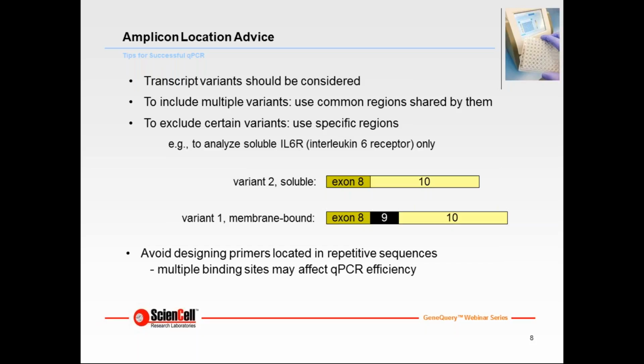For example, we had a specific request to analyze the soluble version of IL6R only. The difference between soluble variant 2 and membrane-bound variant 1 is that variant 2 lacks a small exon 9. So, we designed a forward primer right on the exon 8, exon 10 junction, and it won't give any amplification signal if exon 9 is there.